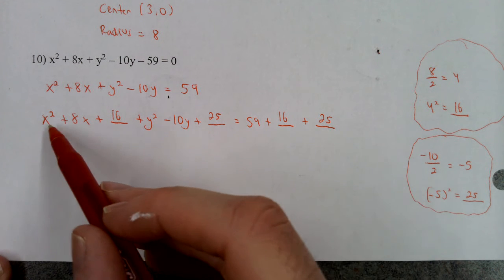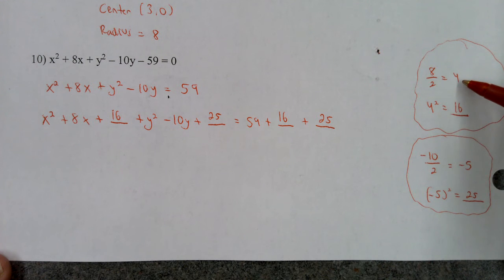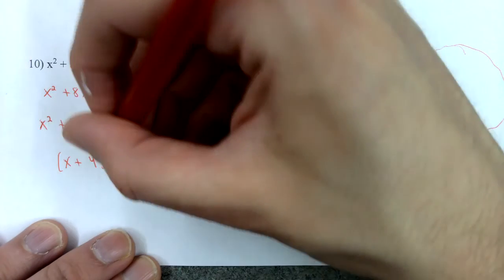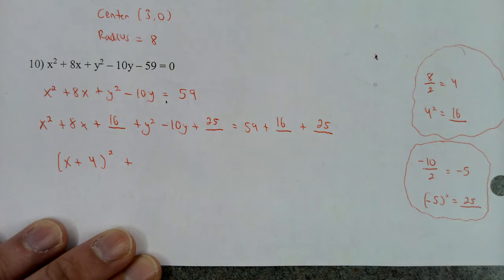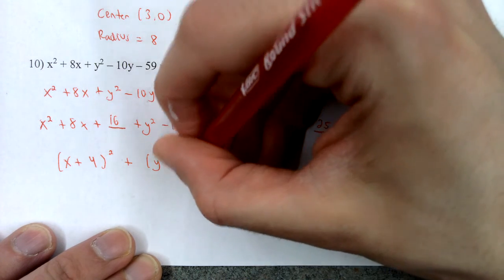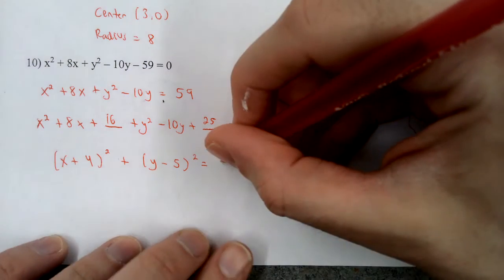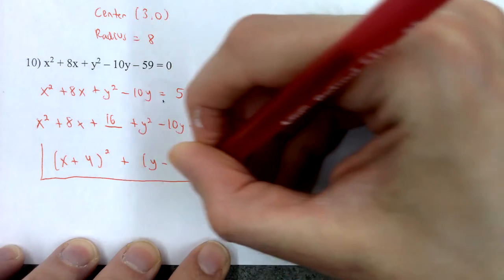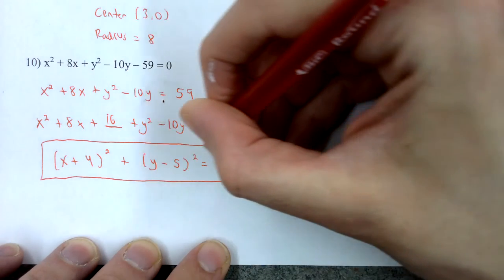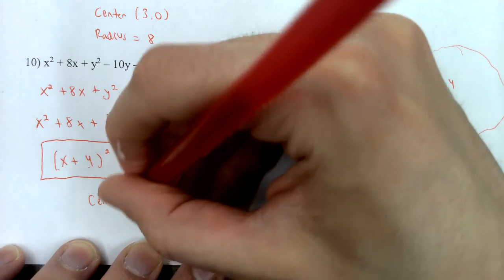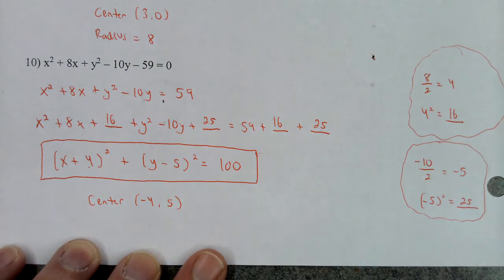The first 3 terms factor to become x plus 4 squared. The next 3 terms factor to become y minus 5 squared. Add up those 3 numbers on the right. 59 plus 16 plus 25 equals 100. So our center is -4, 5. The radius equals the square root of 100, which is 10.